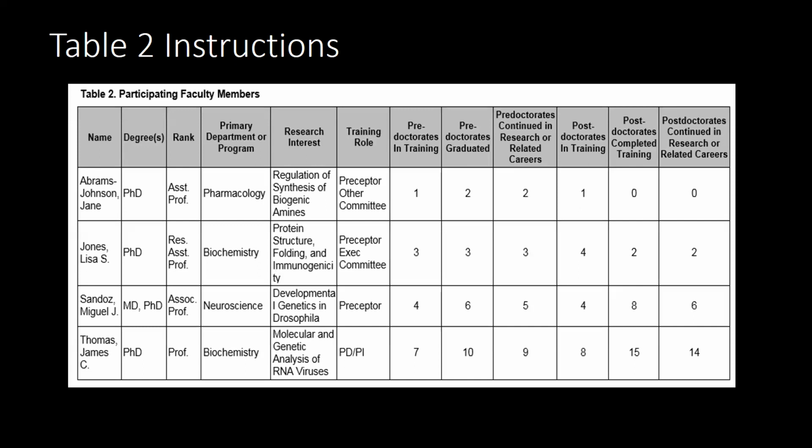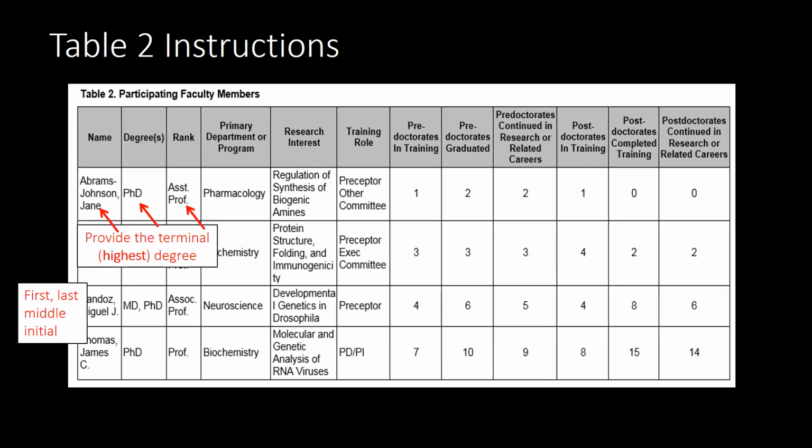But anyway, just looking at the table, it's going to ask for obviously the names of all your faculty and their degrees. Usually it's their terminal degree, but I've seen some people put, if they have an MPH and a PhD, or MD PhD, two degrees there. Of course, your rank, whether it's assistant, associate professor, professor, whatever. And then their primary department. You can only list one department here.